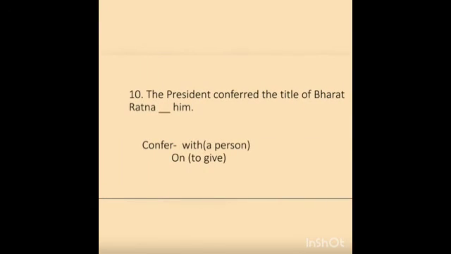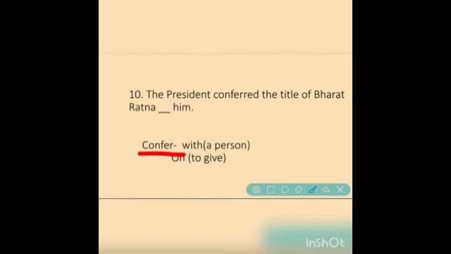Now the last question. The president conferred the title of Bharat Ratna dash him. The word conferred is used here. What is the meaning of confer? The word confer means to give somebody a special right, a special authority, special post, or to discuss something with somebody before making a decision.